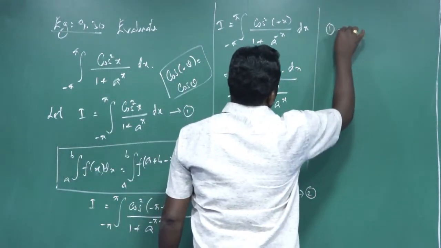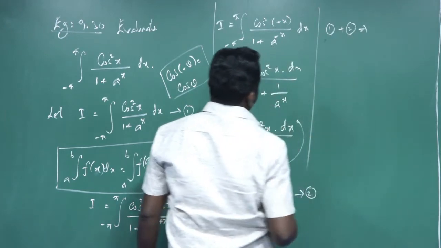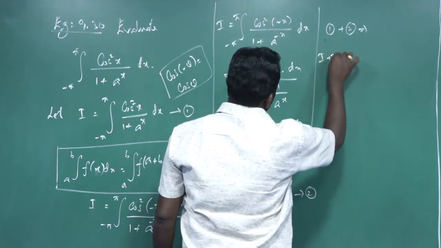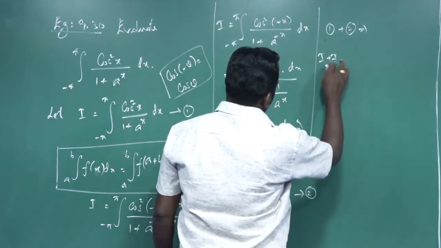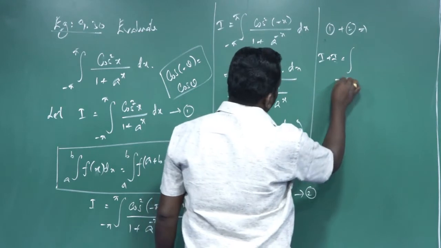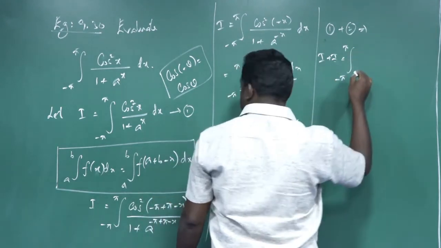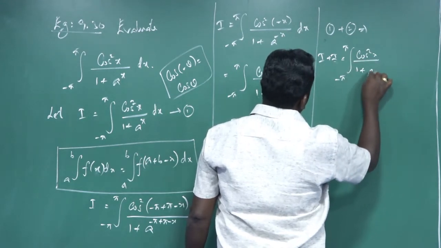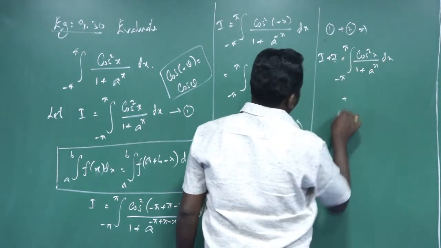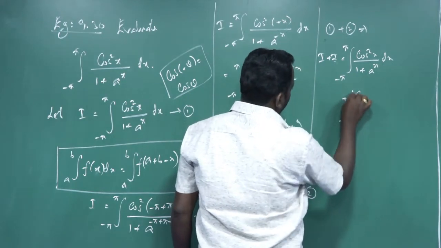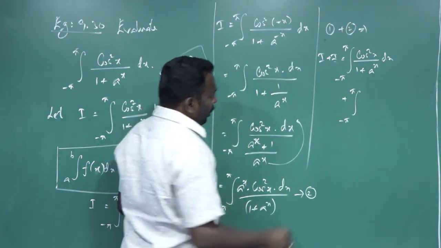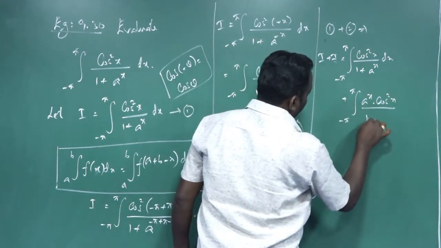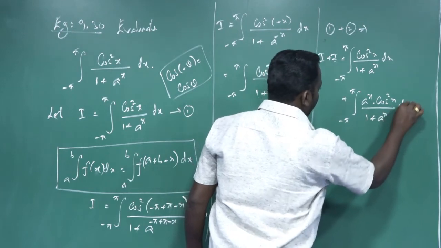Adding the first equation plus the second equation, what is the left hand side? I plus I, which is equal to the integral from minus pi/2 to plus pi/2 of cos²x by 1 plus a^x dx, plus the integral from minus pi/2 to plus pi/2 of a^x cos²x by 1 plus a^x dx.